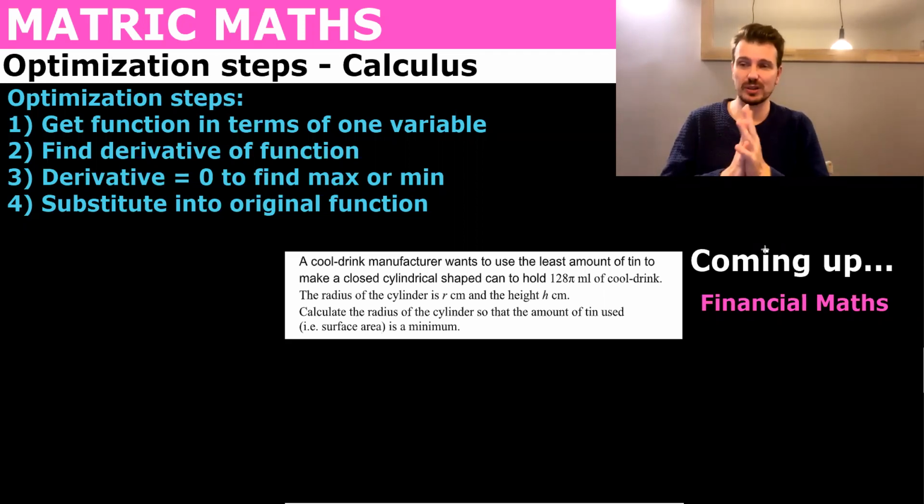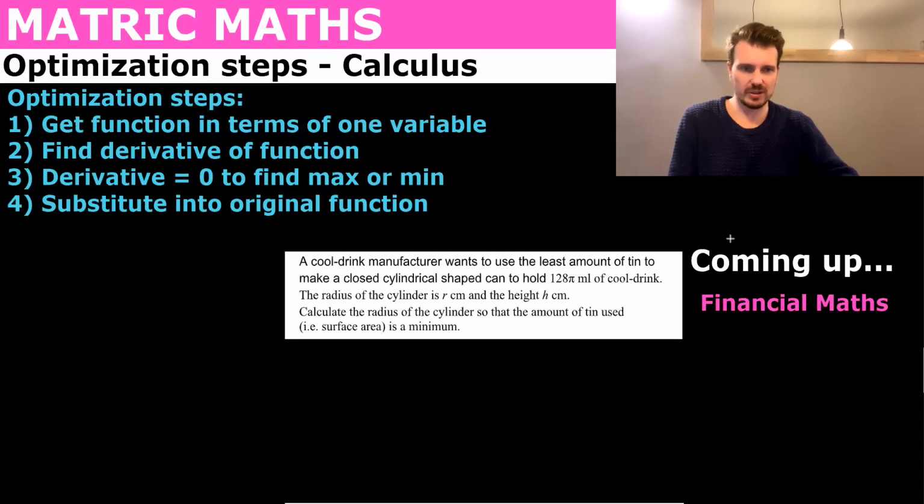In the last question, the function in terms of one variable had already been done. So that step had been done. Now, this question looks like we are going to have to do all of our steps, well, except possibly step 4. But here we go. Get function in terms of one variable.